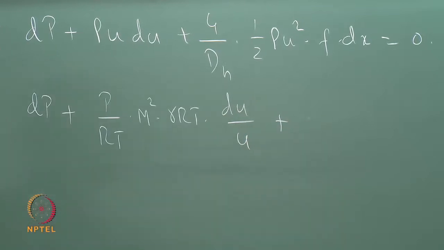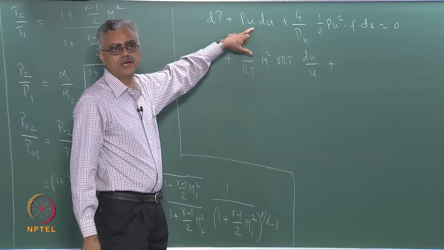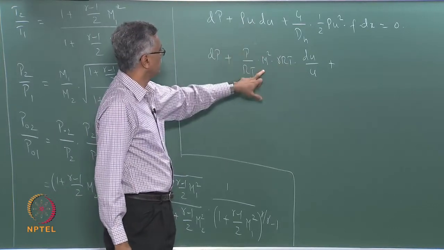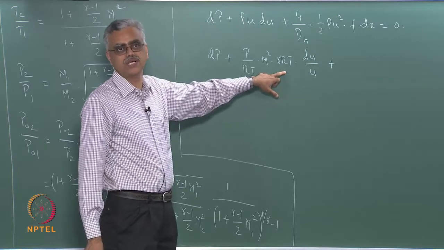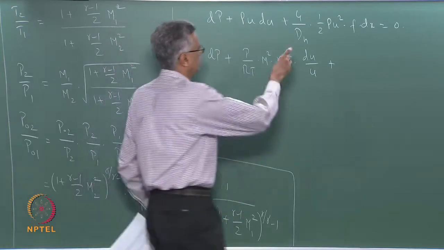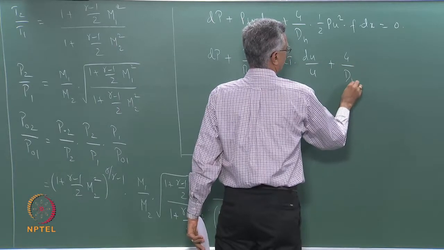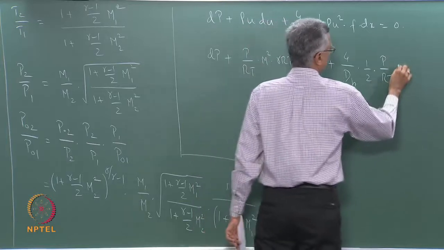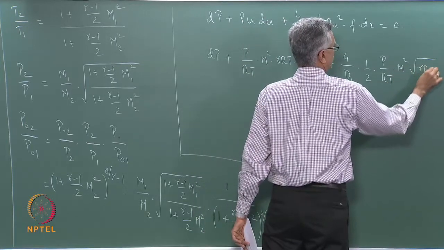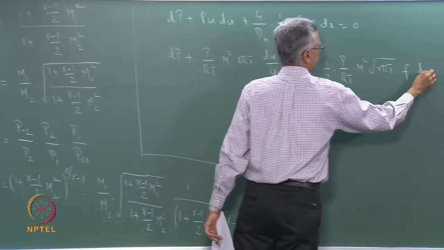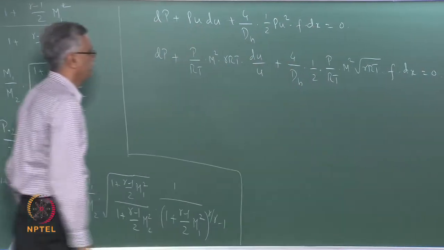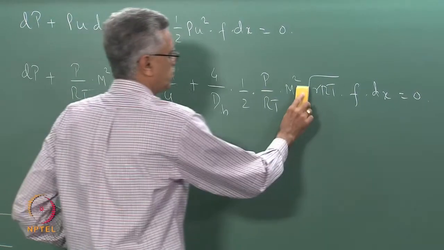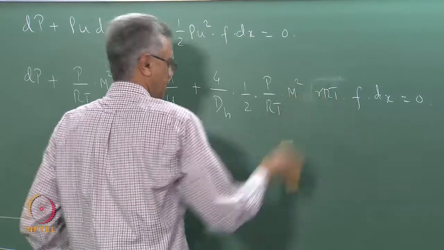Notice that I have multiplied and divided this term by a u. So, I get a u square here and a du over u. So, u square can be written as M square times gamma RT. And I have done the same thing here, 4 over dH times 1/2 times P over RT times, again u square is M square times gamma RT times f dx equal to 0. Oh, I am sorry, the square root disappears, so there is no square root here.